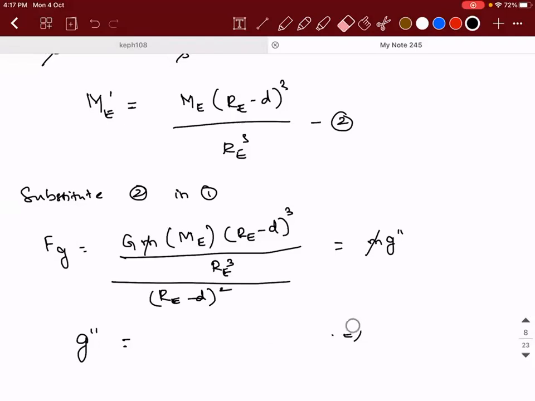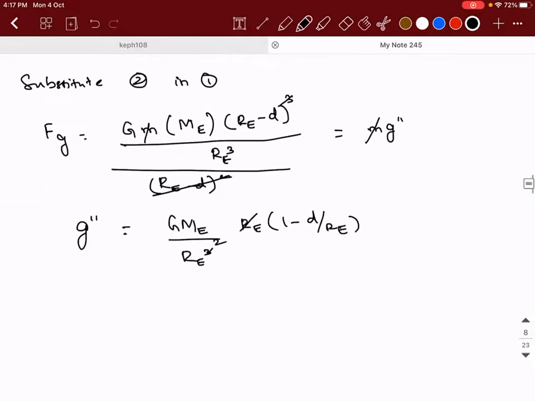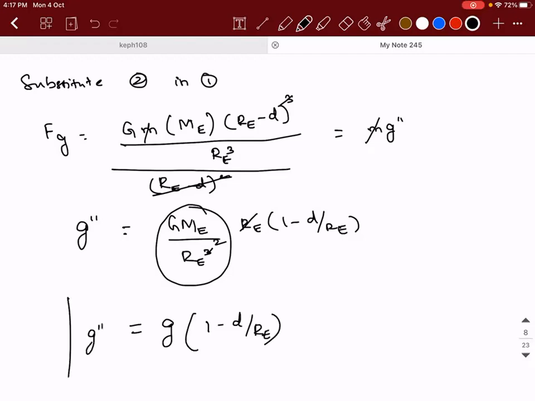So this and this will get cancelled. GME divided by RE cube into, if I take this RE outside, it will be 1 minus D divided by RE. So this and this will get cancelled. What is GME divided by RE square? Acceleration due to gravity. G into 1 minus D divided by RE. This is what is G double dash.